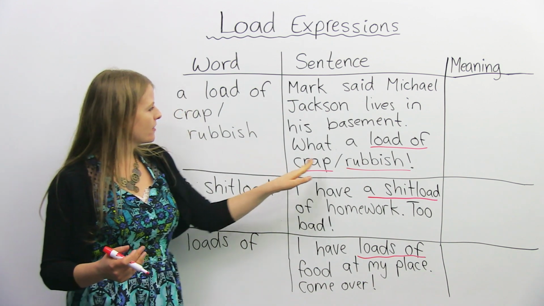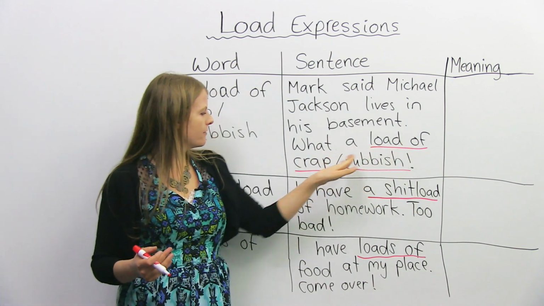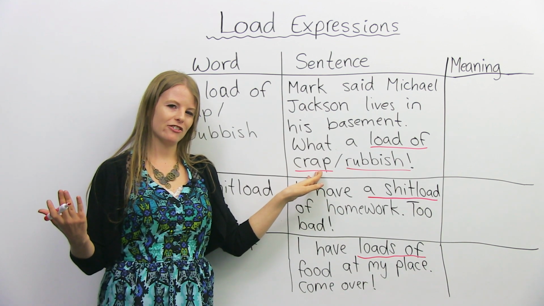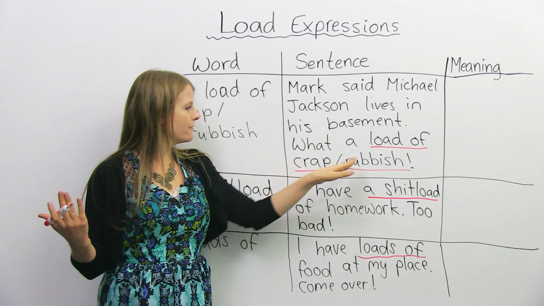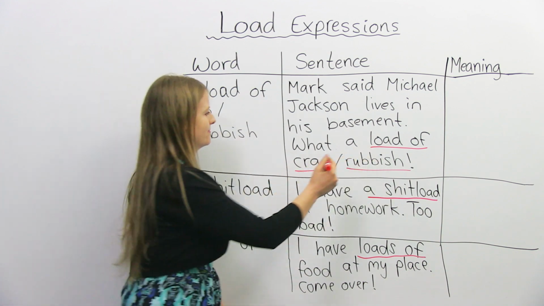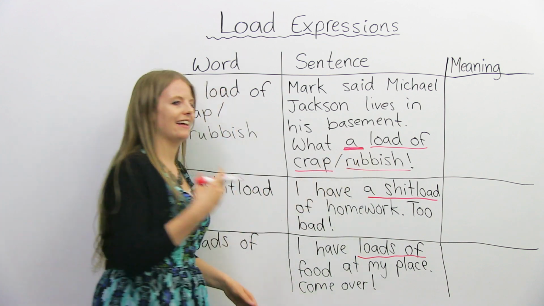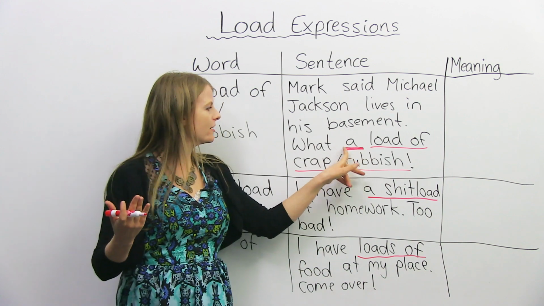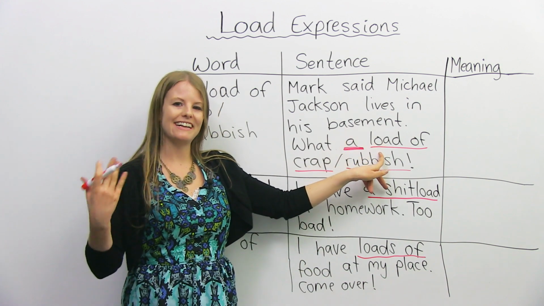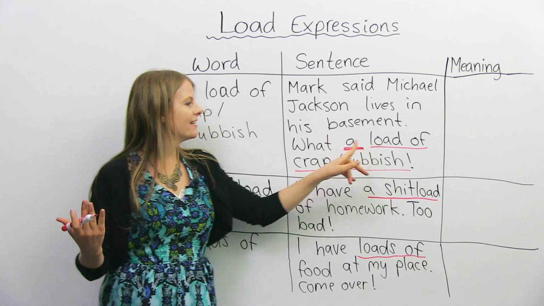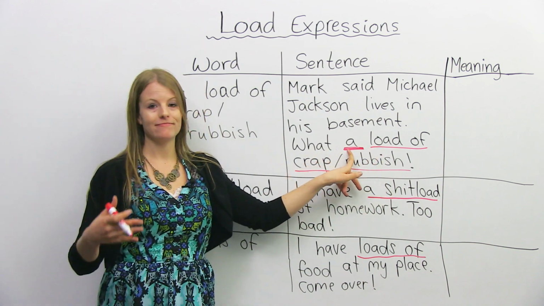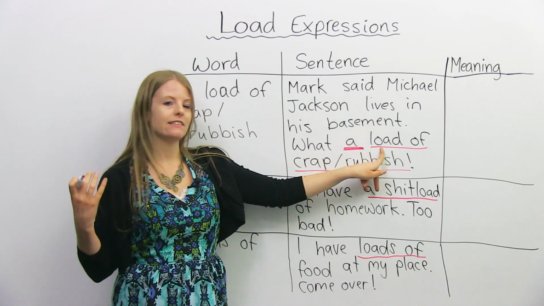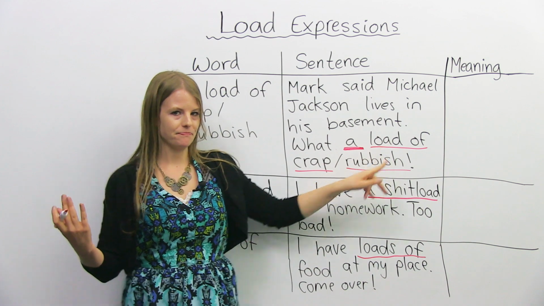Okay, so if we just look at load of crap, what do you think it is? A noun, adjective, adverb, verb? Well, if you look at what comes before load, it's a load. Anytime we see an article, we know that the word afterwards is going to be a noun. So what a load of crap. We could also say it is a load of crap. Load is a noun in this case.